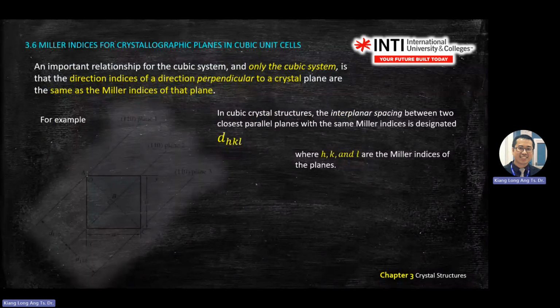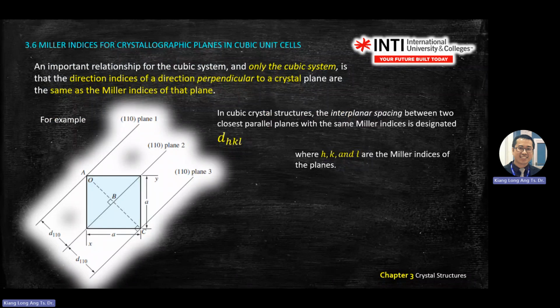The rest is just the cubic system, calculating the d of HKL. HKL is the index, the Miller index. For example, plane 111. 111 means the angle of the plane. So you can change the plane, you can move the plane according to the coordinates.